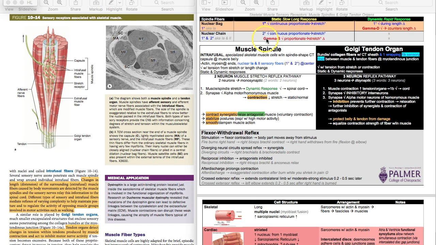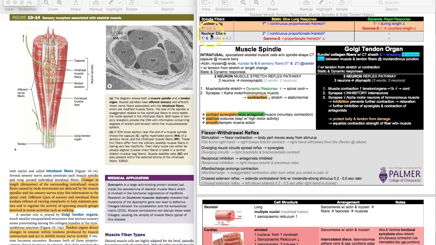So back to this though, the gamma static motor response will fire proportionate to the degree of stretch change, or the change degree in stretch. Basically, if you can just nail down that there's a static motor response in the chain arrangement, and a dynamic response in the bag arrangement, then you should be okay.